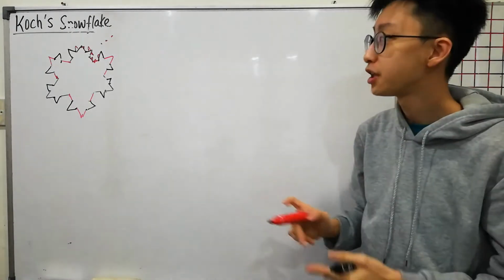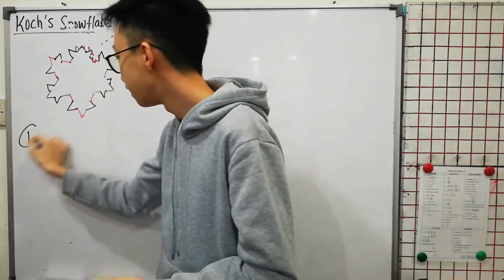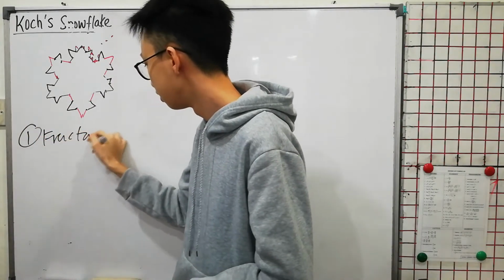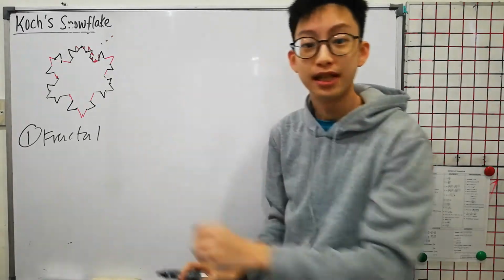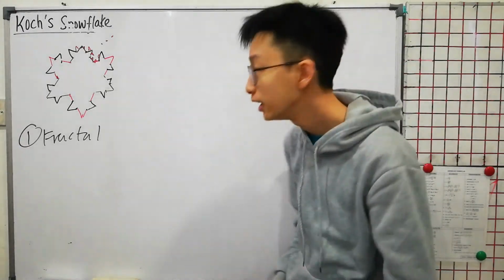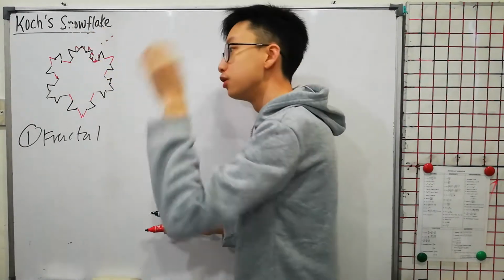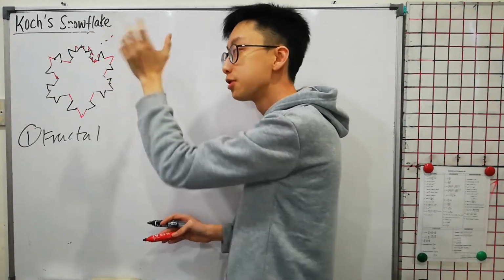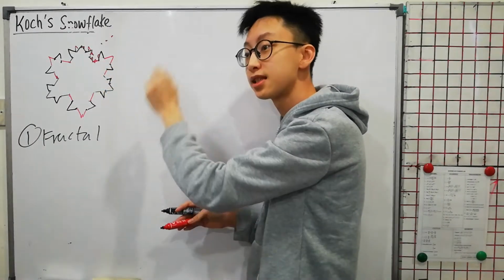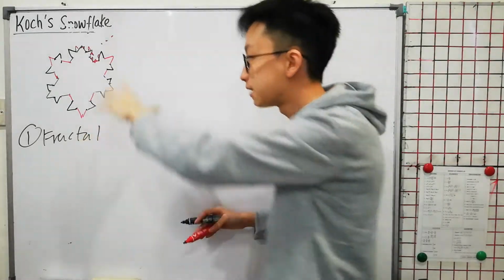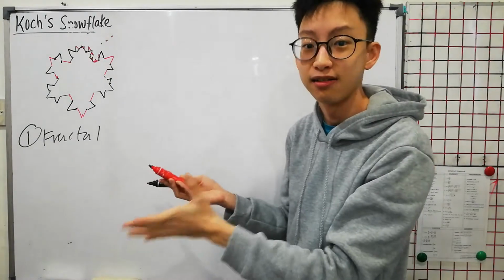What is so special about this Koch snowflake is that, number 1, it is a fractal, which means it will look the same regardless of scale. Meaning, if you zoom in, you'll get an equilateral triangle with smaller bumps. Zoom in again, smaller bumps. Zoom in, smaller bumps. So the pattern will look the same if you zoom in or zoom out. And if you do it infinitely many times, you'll get something like a snowflake, right?